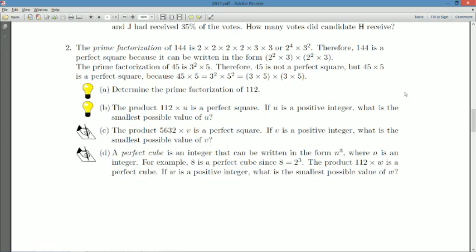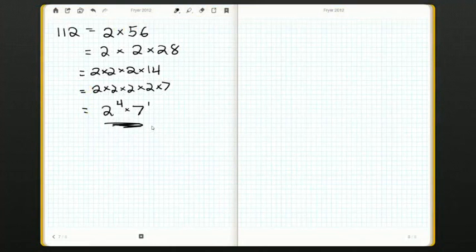So B part. The product 112 times u is a perfect square. If u is a positive integer, what is the smallest possible value of u? Okay. So let's write down the rule I've been using.